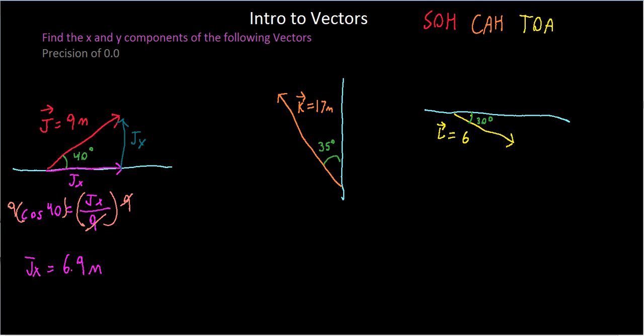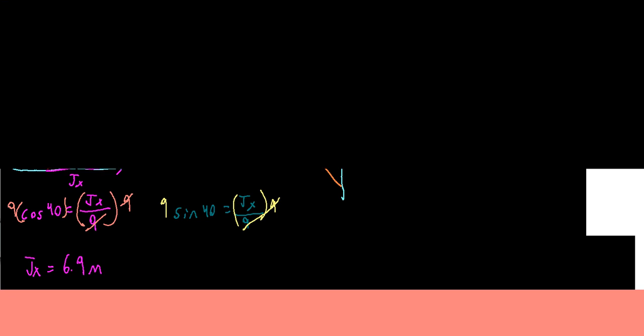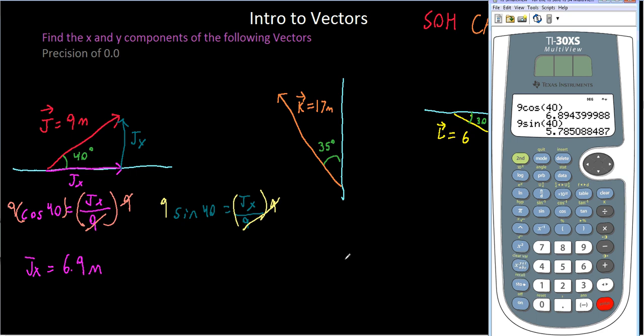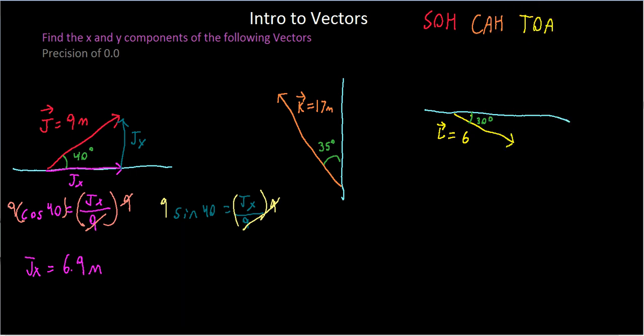And then we do the same thing for j of y. Since it's opposite to our angle, we would do sine. Sine of 40 equals j of y over our hypotenuse. Sine is opposite over hypotenuse, so 9 meters again. And so what we would do is just multiply by 9 on both sides. We multiply by 9 over here, it cancels out. We multiply by 9 over here, and we just type that in, 9 times the sine of 40.